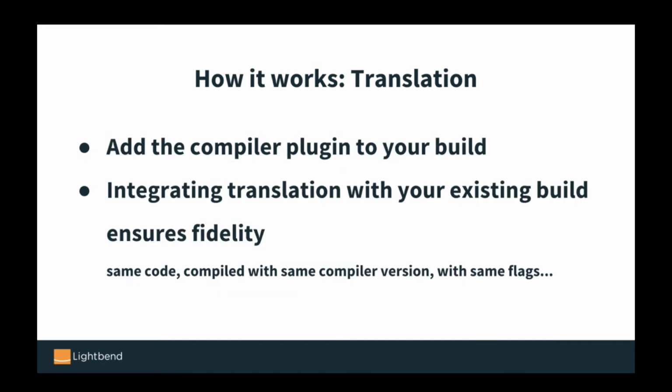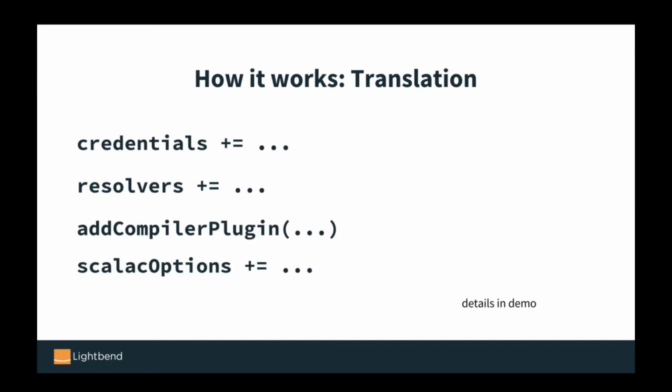So the compiler plugin is just something that you add to your build. And as I've emphasized a few times already, it's really key to ensuring fidelity, because the translation is part of your build. You know that you are translating the same code compiled with the same compiler version, with the same compiler options, and that ensures fidelity of meaning between what you wrote, what's being compiled, and what's being analyzed for security. In SBT, adding the plugin to your build is a matter of adding just a few snippets of code, and we'll see the details of this in the demo.